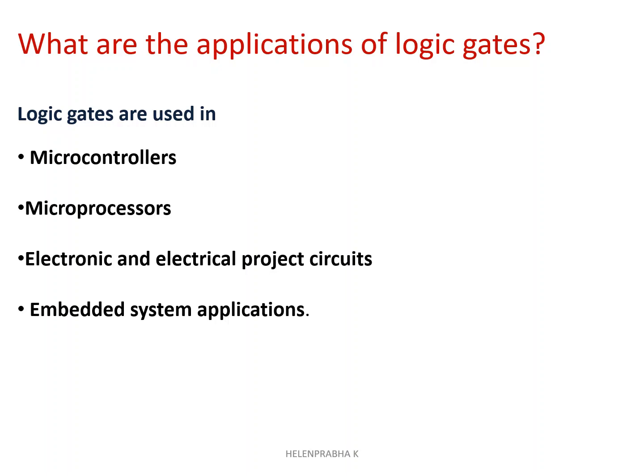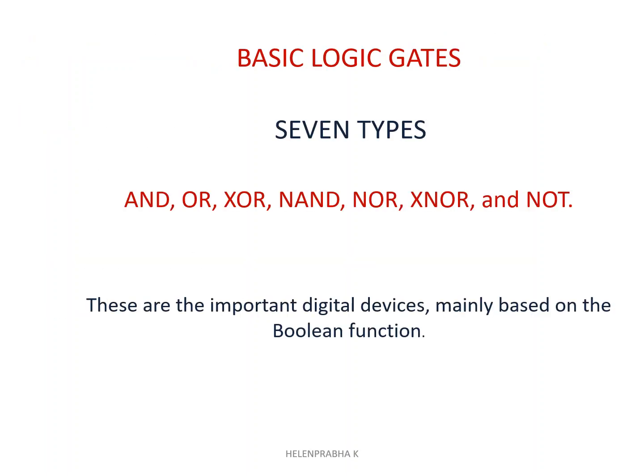Let us take the washing machine. The washing machine is an embedded system, which is nothing but completely designed using these logic gates. So we'll see our real-time application. Before that, I'll let you know that we have seven types of basic logic gates: AND, OR, exclusive OR, NAND, NOR, exclusive NOR, and NOT. These are the important digital devices.